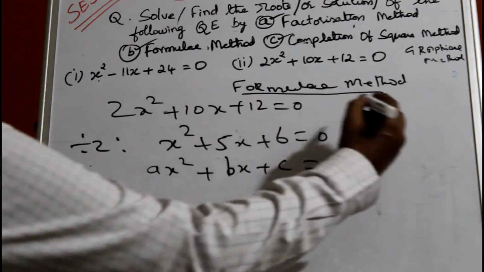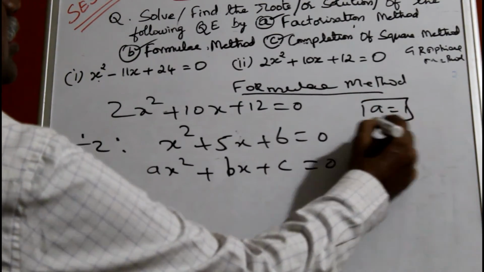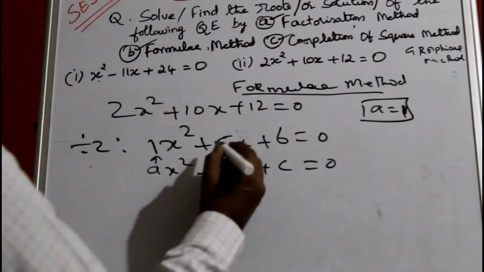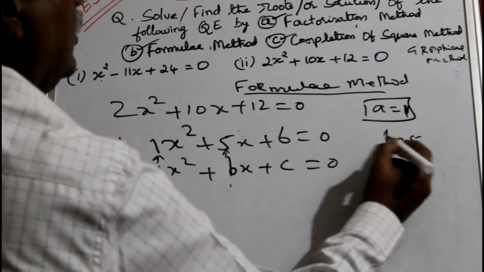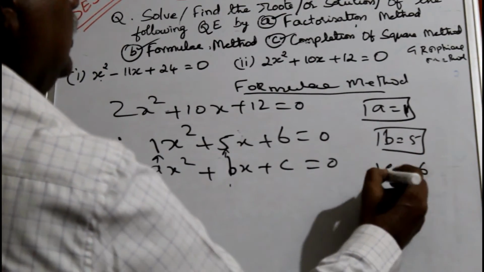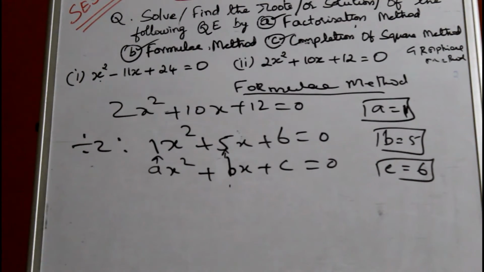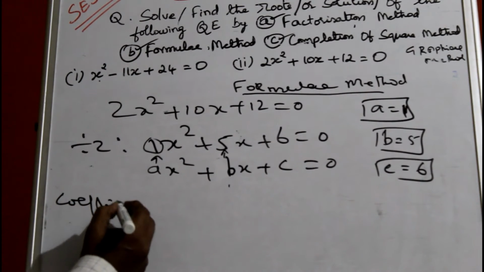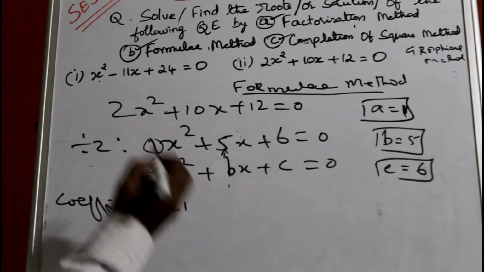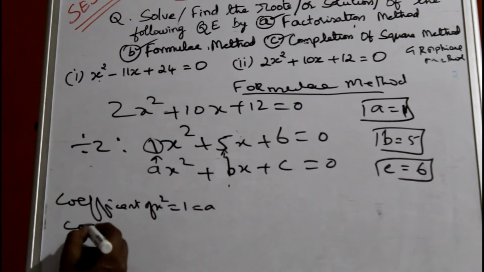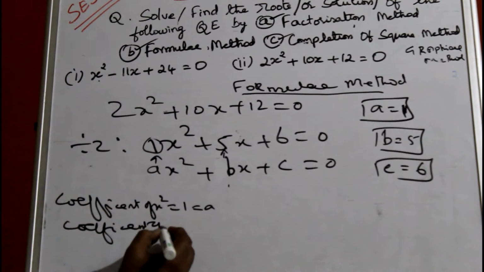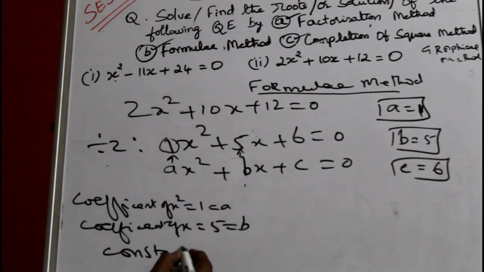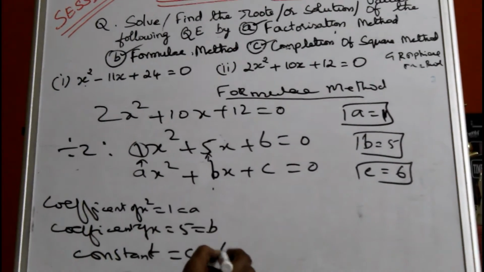So from this you get a is equal to 1. Look here, this is 1x square. A is equal to 1. B is equal to what? 5. And C is equal to 6. A is called the coefficient of x square. Coefficient of x square equal to 1, that is called as A. Coefficient of x is 5, that is called as B. And constant is called as C, which is equal to 6.